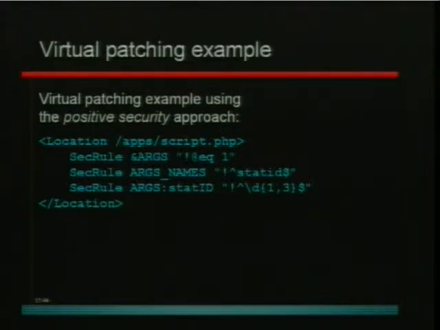So this is a perfect example of a positive security model that works really well, because you just ensure that you only get this one parameter, and that the only thing that you get in the parameter is a number, and then you're safe. If someone attempts to perform an SQL injection here, it's going to have a really tough time, because it's not going to be able to use any of the characters apart from the digits.